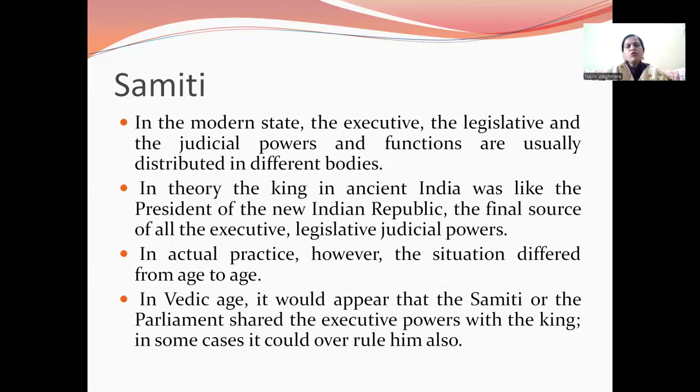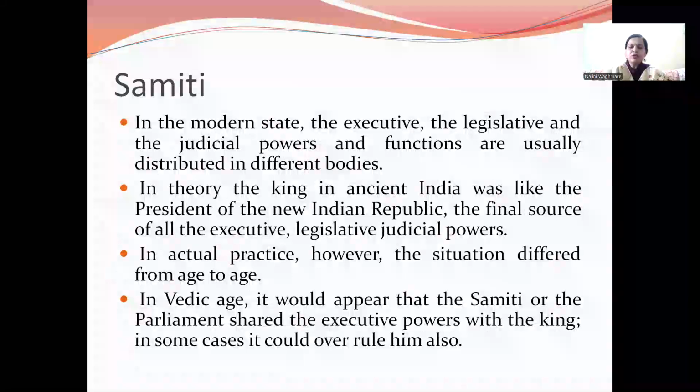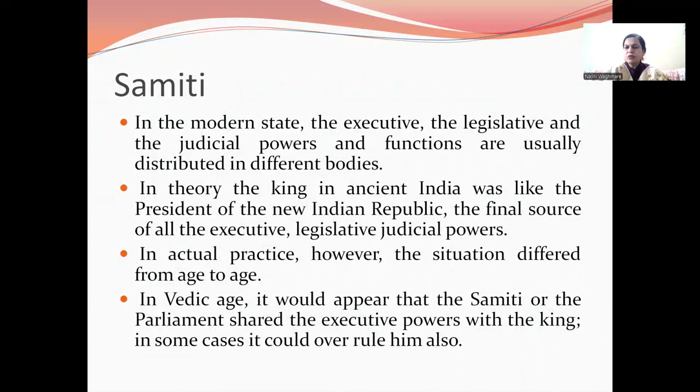The Samiti. In the modern state, the executive, legislative, and judicial powers and functions are usually distributed among different bodies. But in theory, the king in ancient India was like the president of the Indian Republic, the final source of all executive, legislative, and judicial powers, which were in his hands. In actual practice, however, the situation differed from age to age.